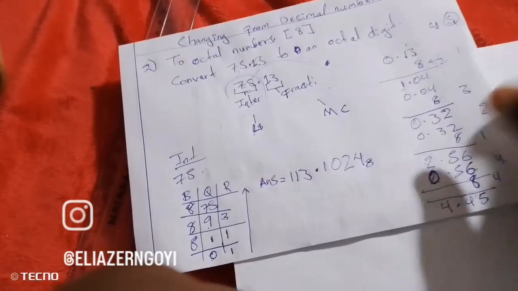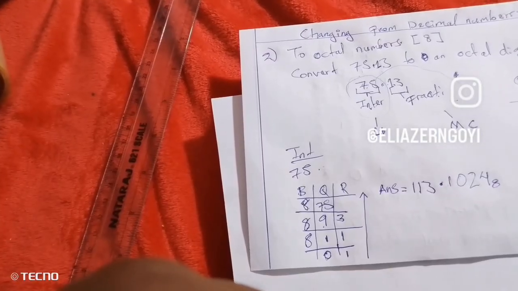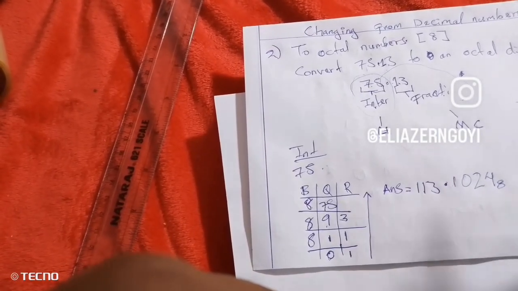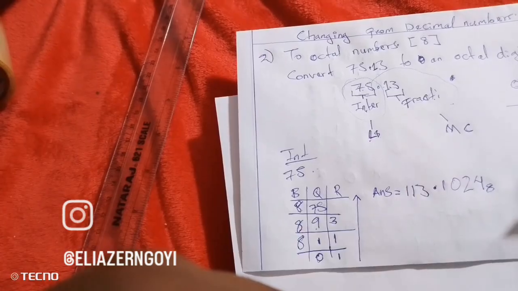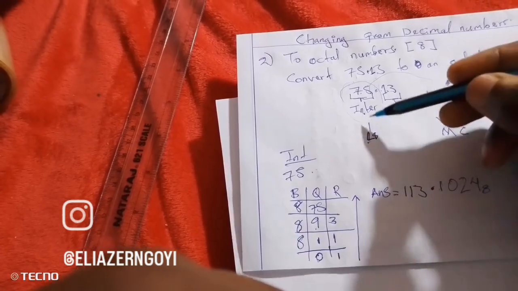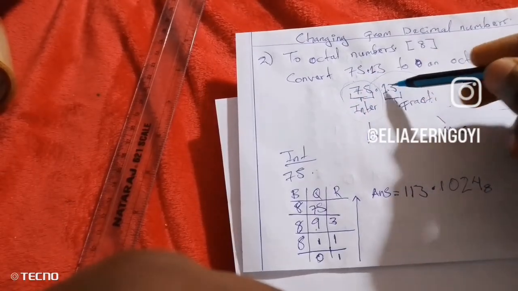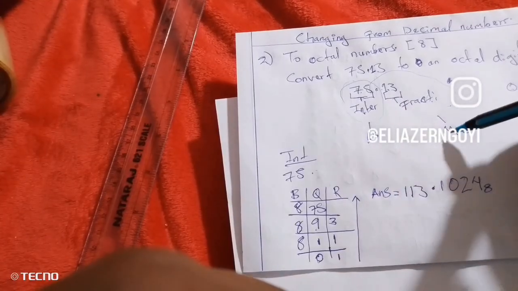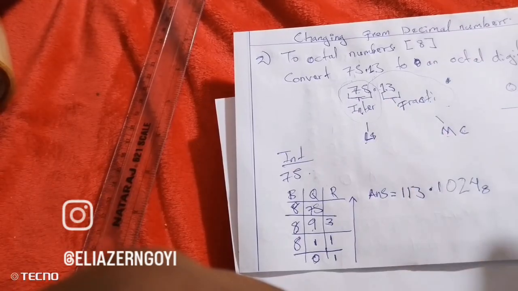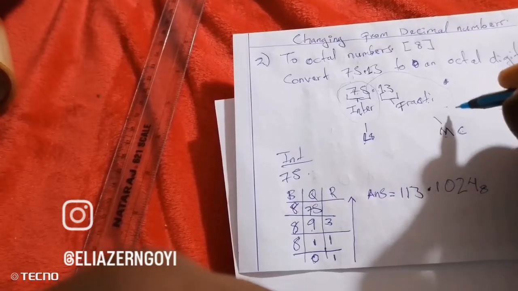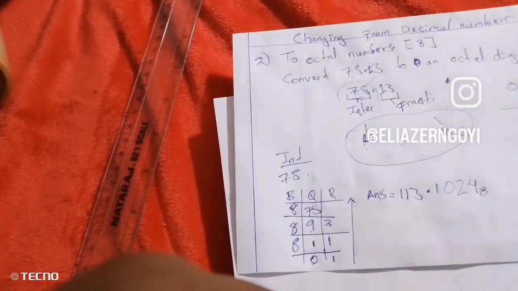So we're done with changing from decimal to other bases. If it is changing to octal or to hexadecimal, we'll use the same formula. Don't forget, we're using the ladder method for the integer part, and the multiplication chain for the fractional numbers. Those are the 2 things we should not forget.